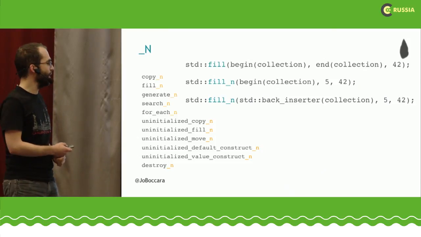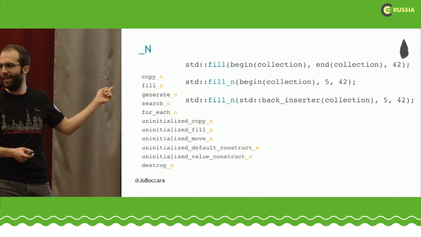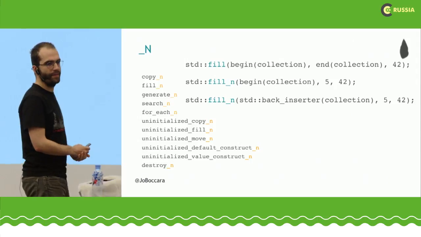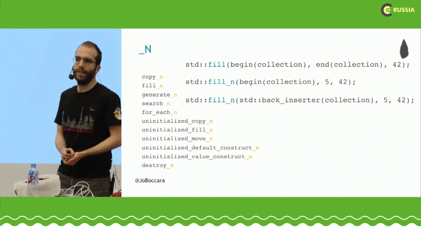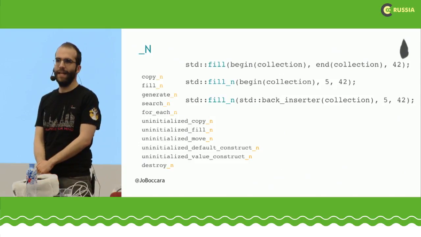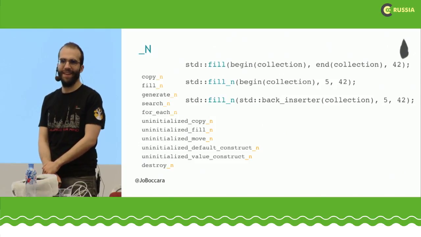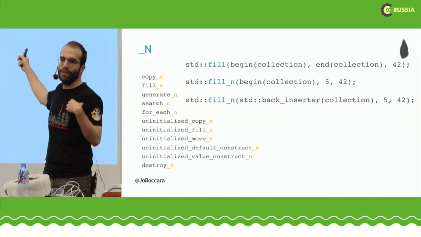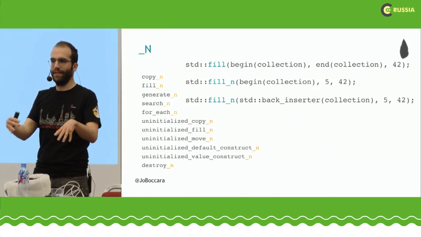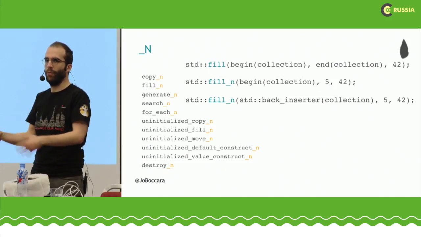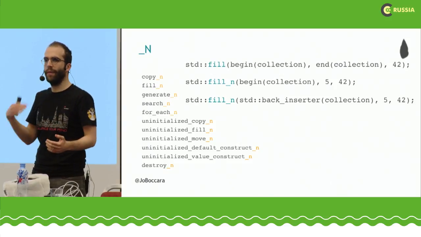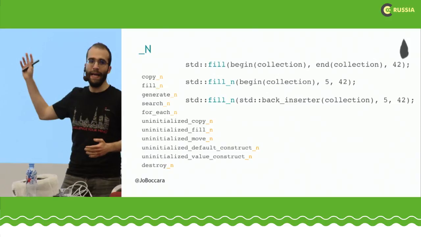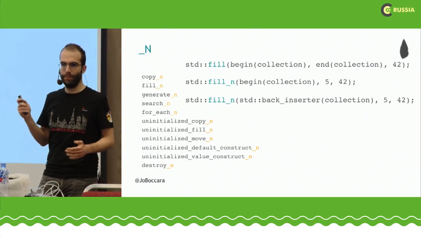Now, what do you think that makes? Let's say that collection is an empty vector. What do you think happens after that line of code? Anyone an idea? There's an infinite number of possibilities. Or that fill n would pass 42 5 times to the back inserter and increment it every time. But when you increment the back inserter, you're not doing anything. So it would just pass 42 5 times to the back inserter. That would push back 42 5 times in the vector, so you would end up with a vector of 5 42s. All right?